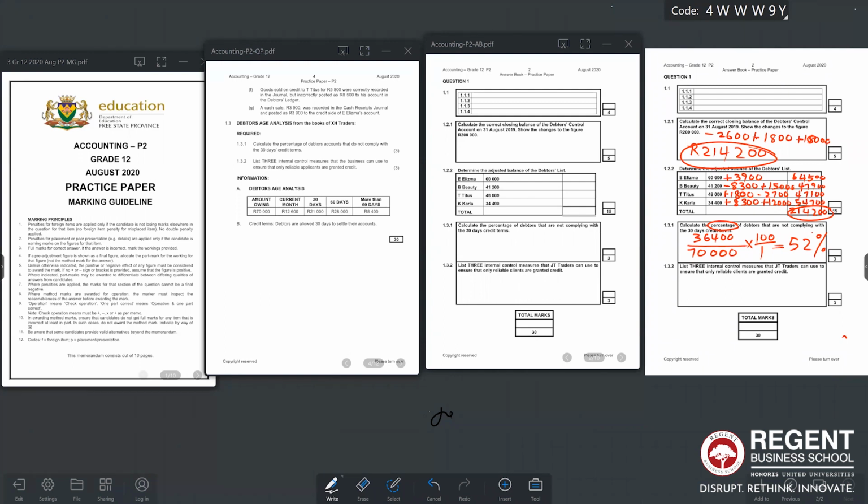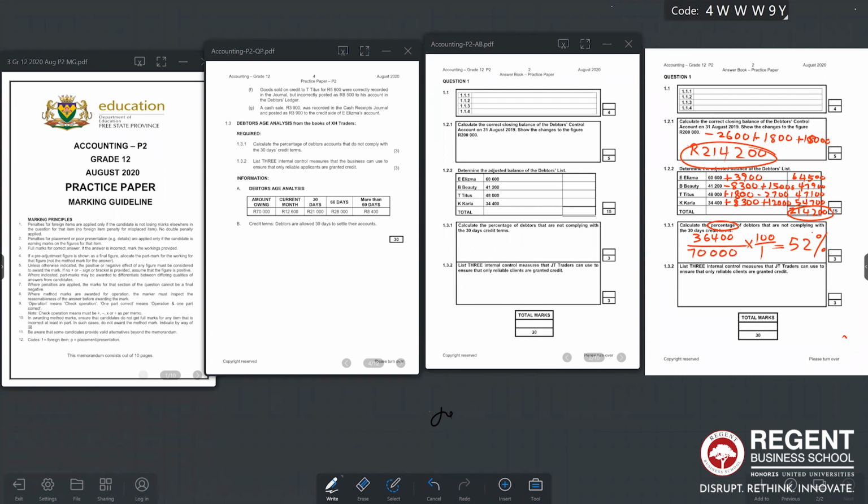Now, what internal control measures would you implement? What you need to do is think logically. Firstly, you will do proper detailed credit checks, where you can go check with a credit bureau and check with other businesses that they are buying from, whether they're settling their account on time. So you do a detailed credit check. That's one of the things that you would possibly do.